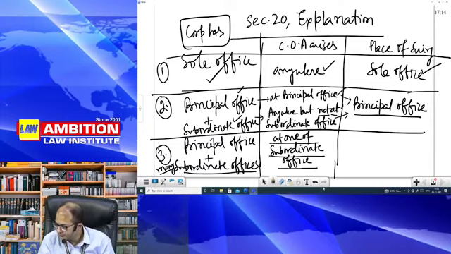I have already clarified yesterday that in matrimonial disputes you have the Family Courts Act or Hindu Marriage Act where jurisdiction is provided, so we'll not look into CPC for that purpose.